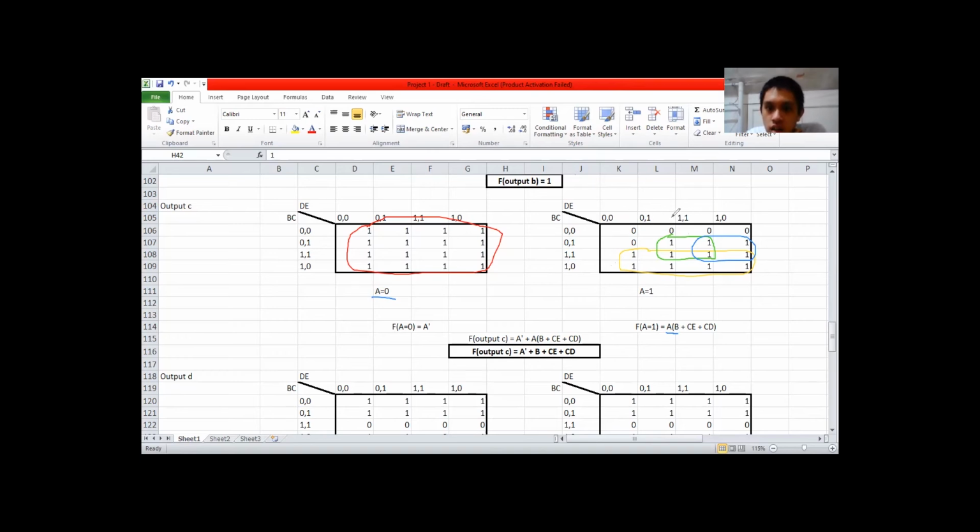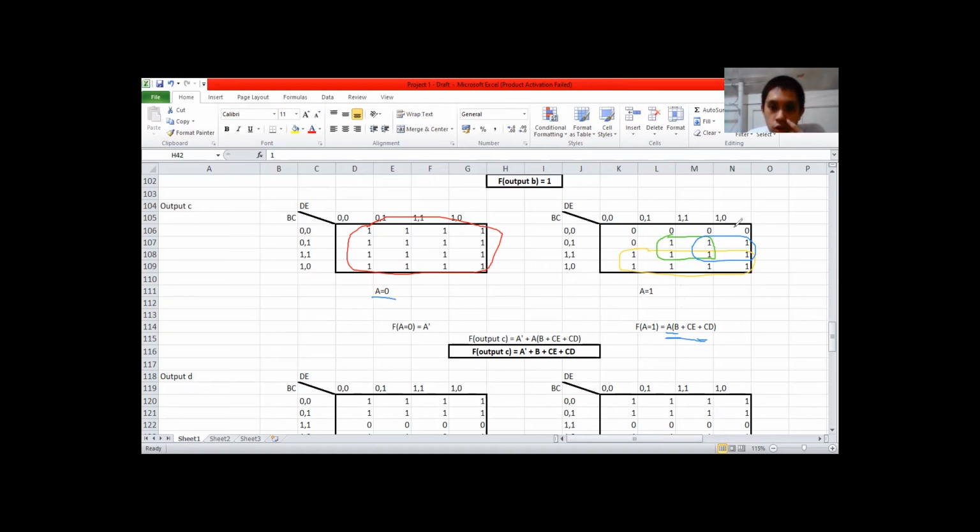D changed from 0 to 1, therefore it is cancelled. And E is unchanged because it is just 1 in this green group. Therefore, what we are left is A ANDed with C ANDed with E. So actually, the one that I entered here is already in factored form, knowing that A is common in each of the terms, since the given K-map is a 5-variable K-map.